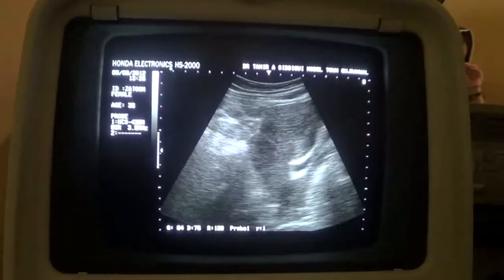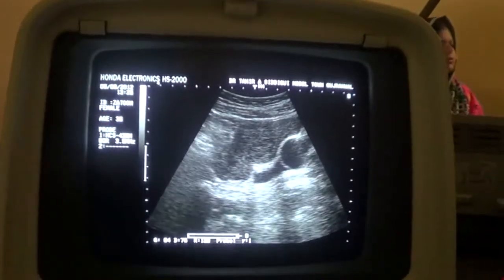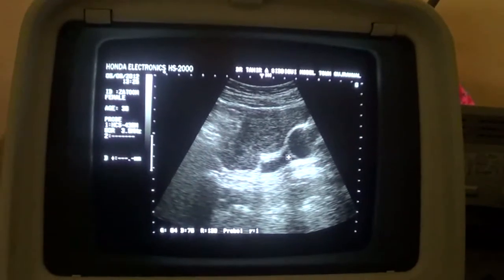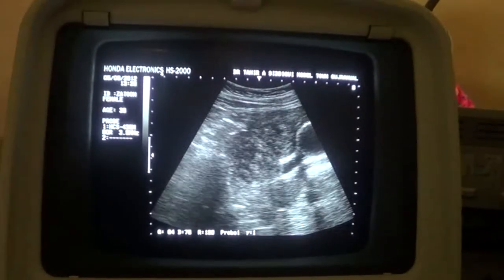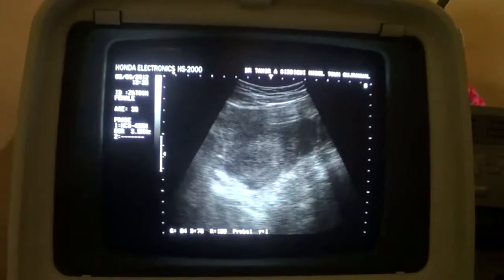Okay, now let's see the endometrial canal. She has been catheterized, and this is the catheter bulb within the urinary bladder. This is the urinary bladder. This is the catheter bulb. This is the transverse section of the uterus.